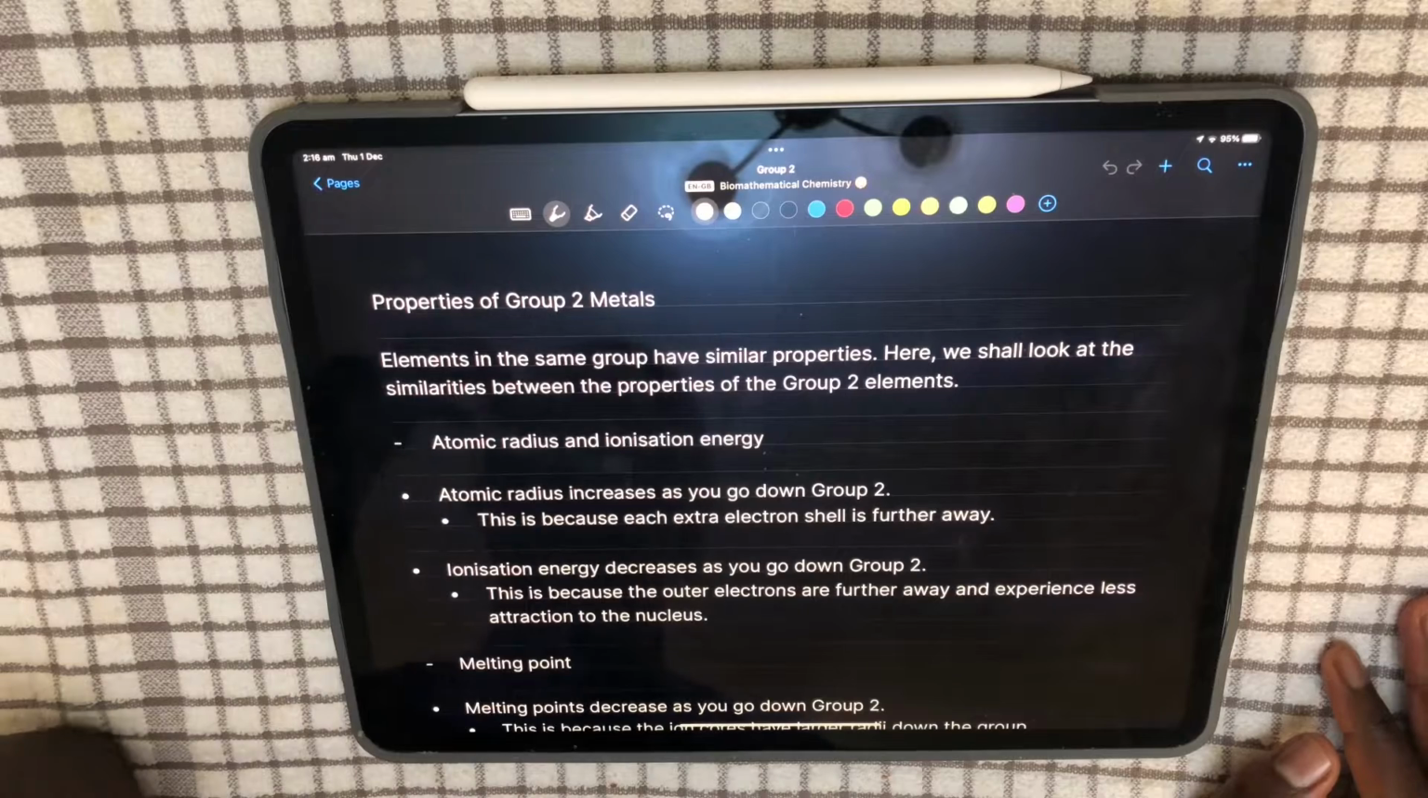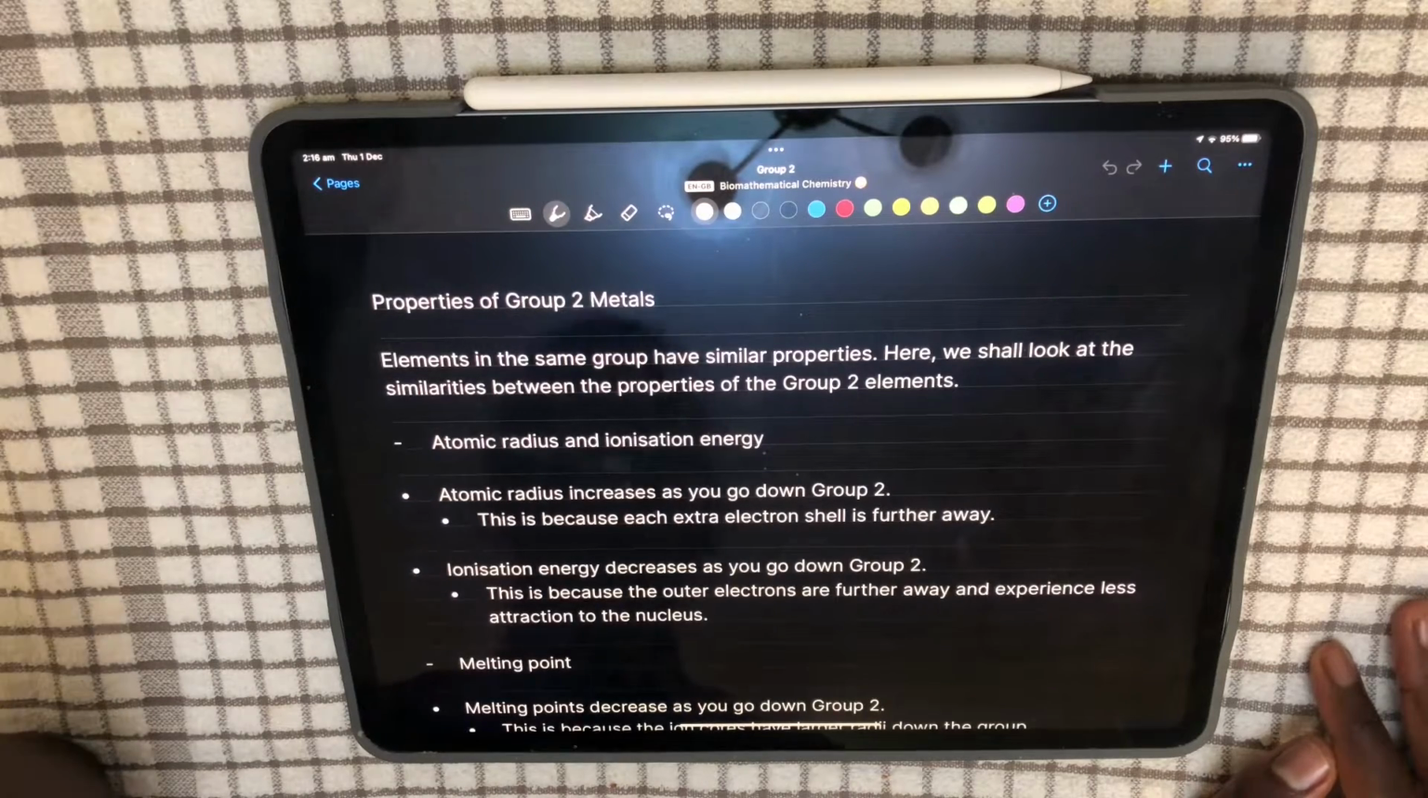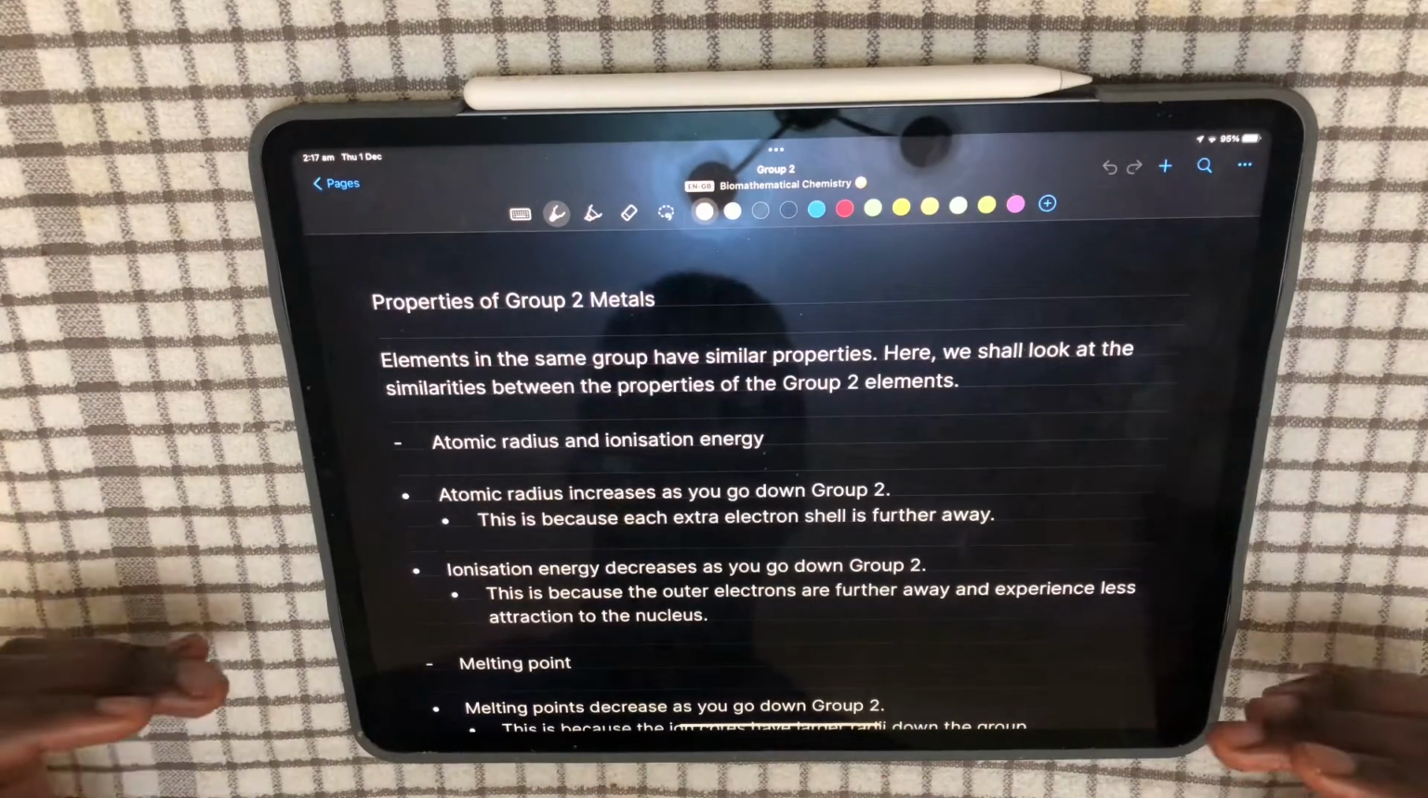So now we've finished the topic of the periodic table. As simple inorganic chemistry goes really quick, there are very short topics. And this is the only topic about group 2. So now I'm going to be going into group 2 in a bit more depth.